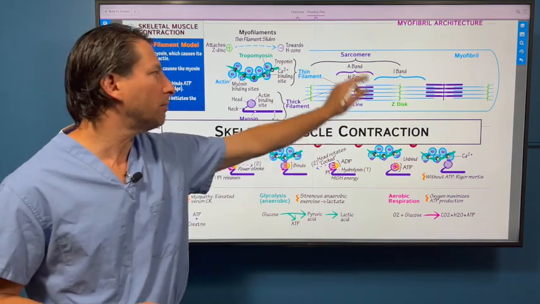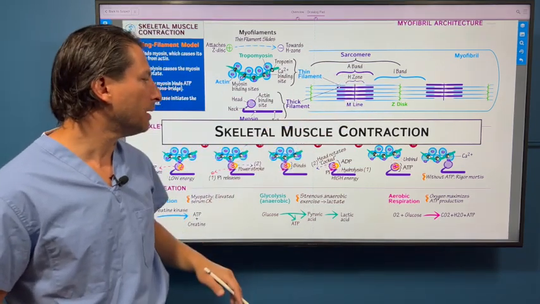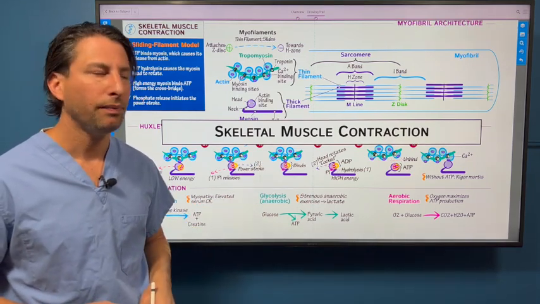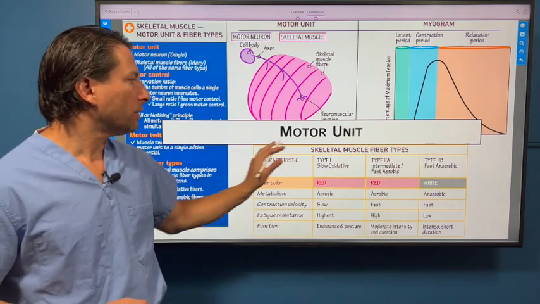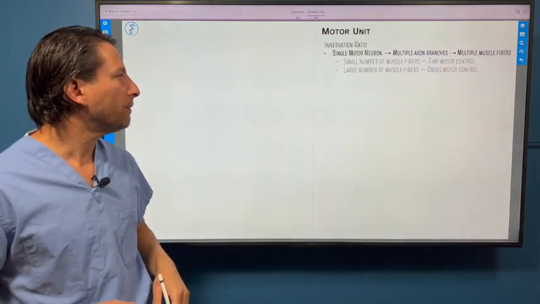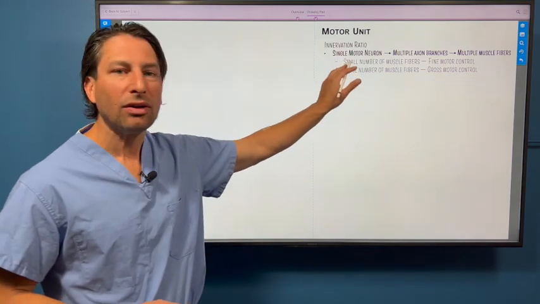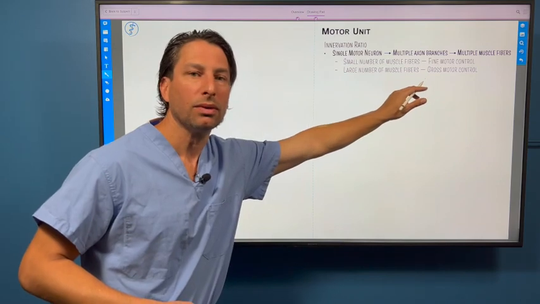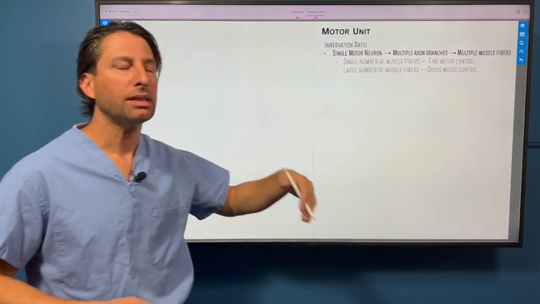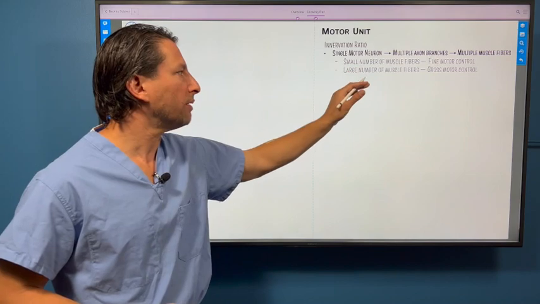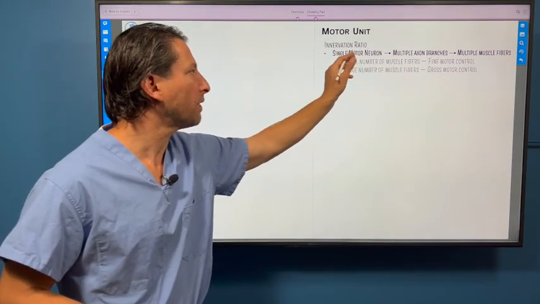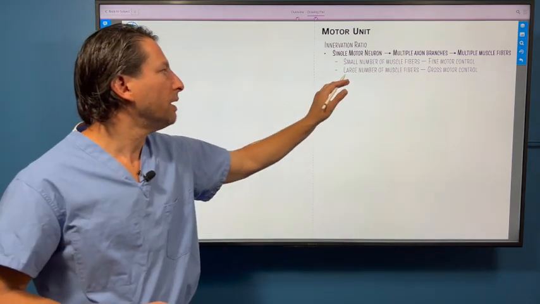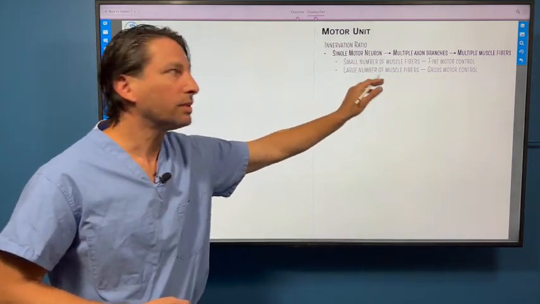And this is very important information to know cold here, but you can see those details of contraction further elaborated on this tutorial. The final tutorial I want to introduce is the motor unit itself. There's an innervation ratio, which is very important. It connotes whether or not there's going to be gross motor control or fine motor control. For instance, extraocular muscles have very few muscle fibers for every motor neuron, whereas muscles of the deltoid have a large number of muscle fibers for every neuron.